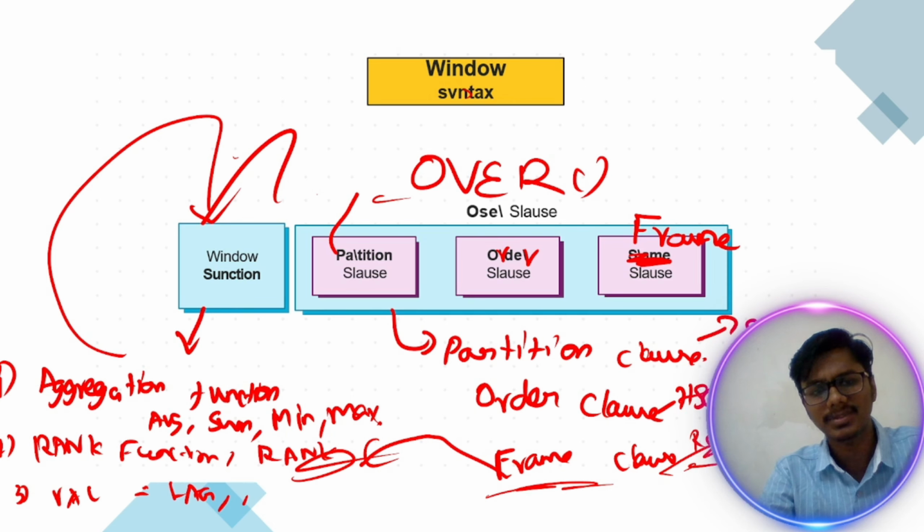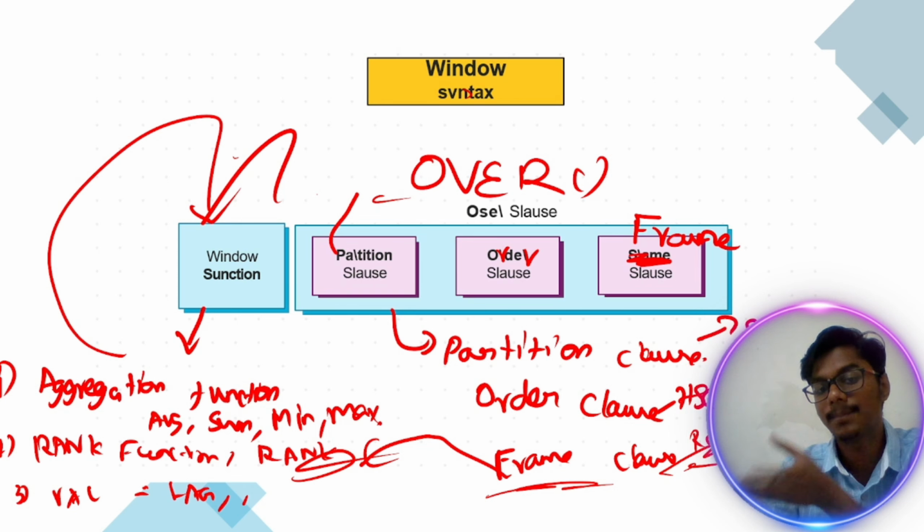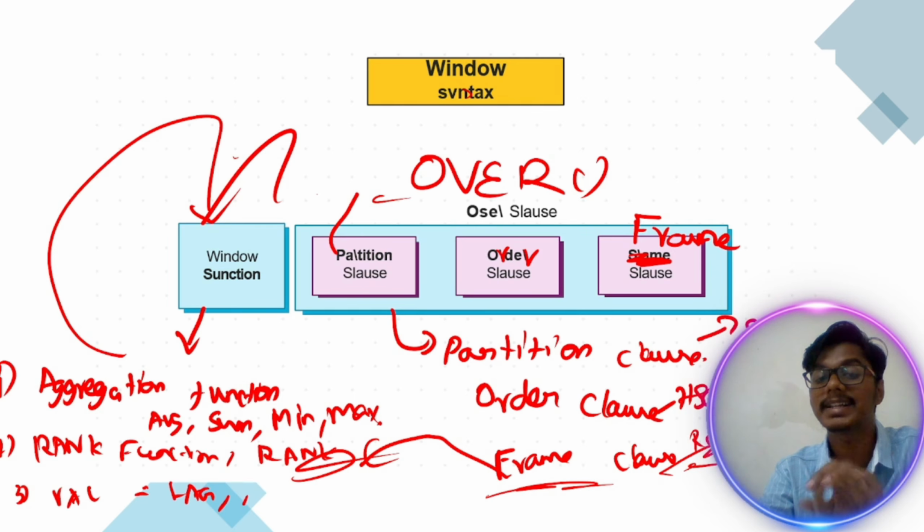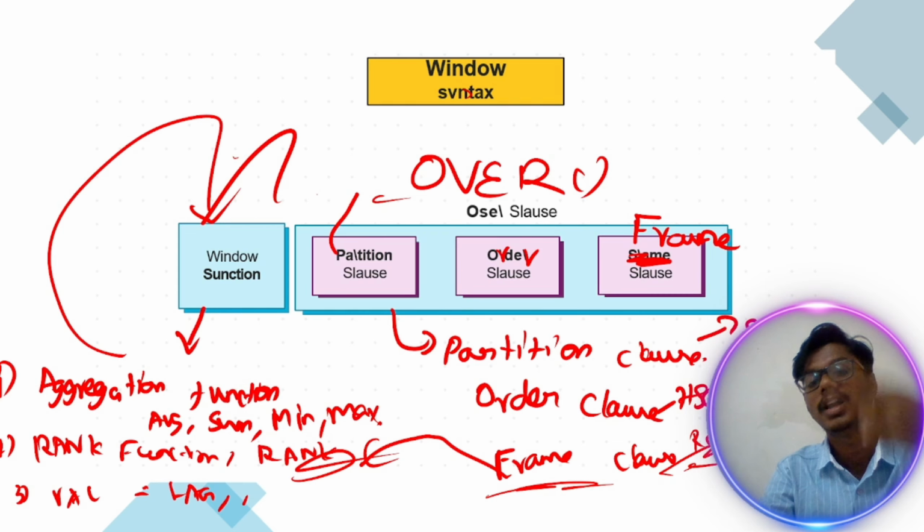And in the Windows function, we have two categories, like the Windows function and the OVER clause. In the Windows function, it may be the aggregation function, rank function, or analytical function. In the OVER clause, we have three categories. What are the three categories? We discussed, right: partition clause, order clause, and the frame clause.